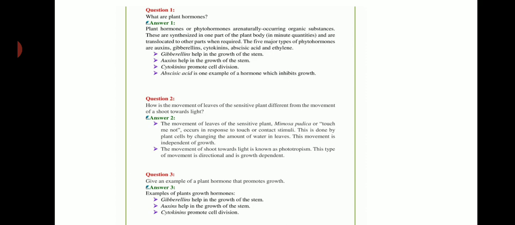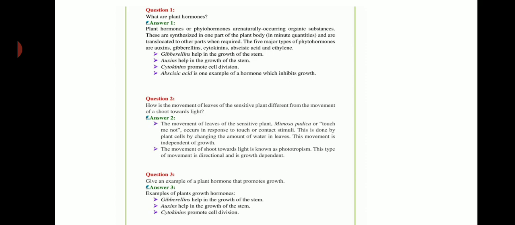Okay, gibberellins and auxins promote growth. They help in the growth of the plant, but auxin is present in the shoot tip of the plant, that means in the tender, very soft part of the plant. Then cytokinin promotes cell division, and abscisic acid stops the growth of the plant. Okay, abscisic acid inhibits growth. And then ethylene helps in the ripening of fruit. See, ripened fruit is usually yellow in color, right? This is because of the ethylene present in those fruits.